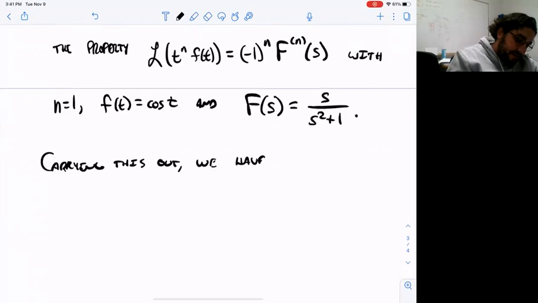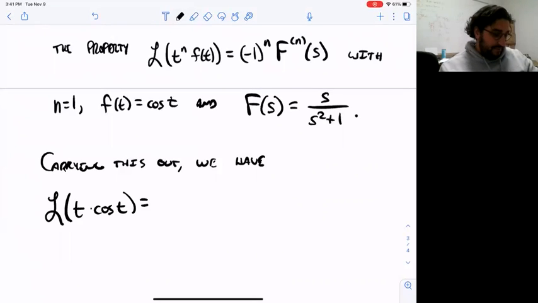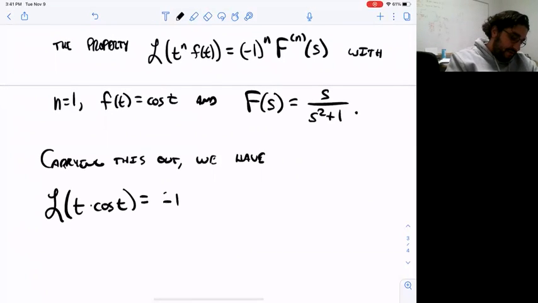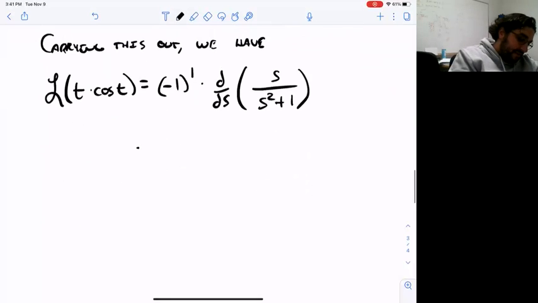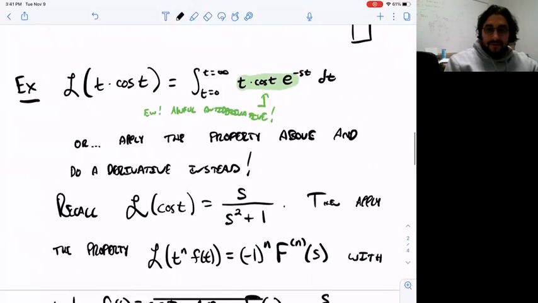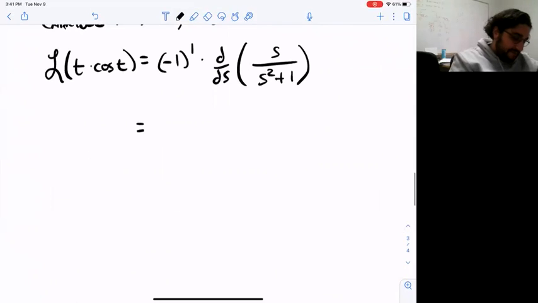So let's carry this out. What do we have? We have the Laplace transform of t cosine t equals (-1) to the 1 times the first derivative, d/ds, of s over s squared plus 1. Like I said, now I don't have to do this horrible antiderivative that you would need if you were going to do this with the definition of the Laplace transform. Instead, I get to do this easy derivative, right? Quotient rule.